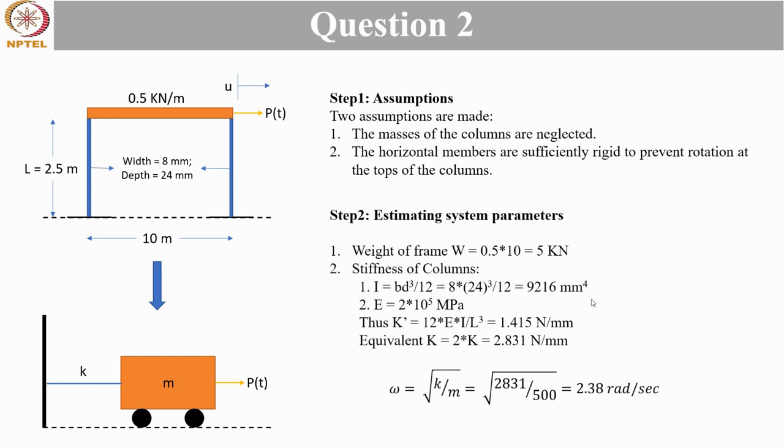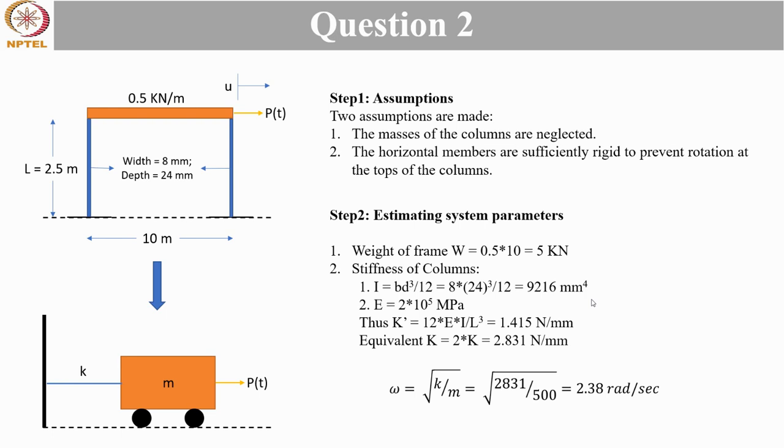So the weight of the frame is 0.5 kilonewton per meter. So it will be 0.5 into 10, 5 kilonewton. So the mass will be weight upon acceleration due to gravity. It will be 5 into 1000 divided by 10. So 500 kg will be the mass.